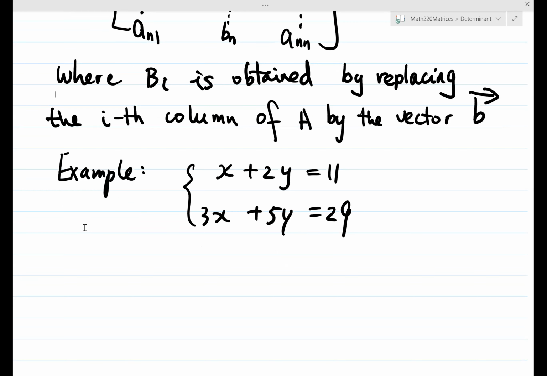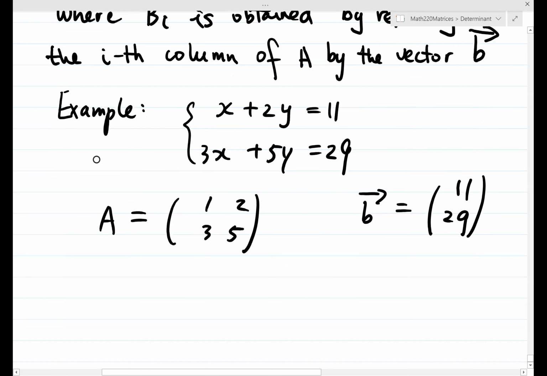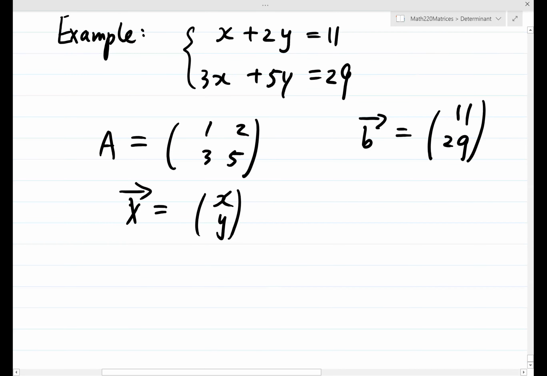So you write down the coefficient matrix A: 1, 2, 3, 5. The vector B is 11, 29. The vector x is x, y. So you write the linear equations in matrix form as Ax equals B.